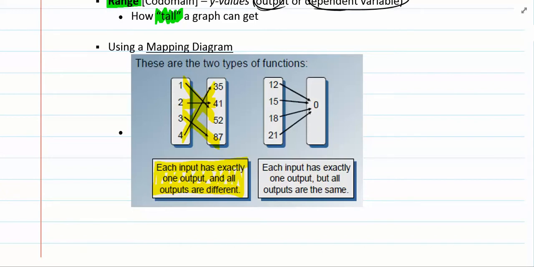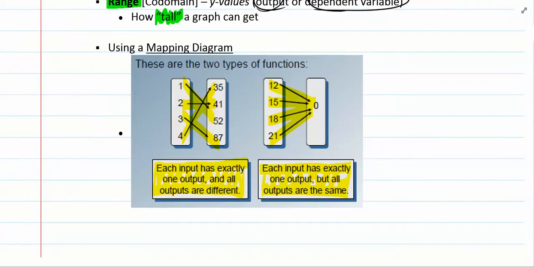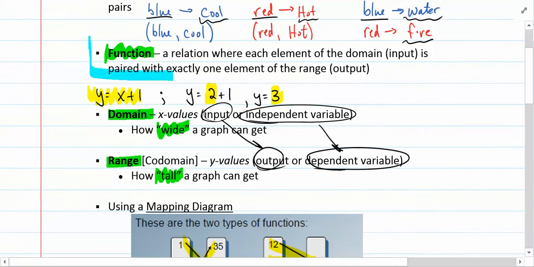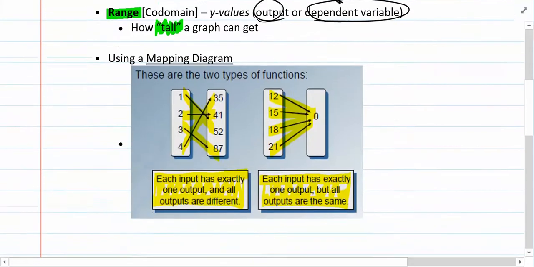Now, all of the outputs don't have to be different, as we can see in this next example. The input on the left, 12, gets mapped to the number 0, 15 maps to 0, 18 maps to 0, and 21 maps to 0. Each input has exactly one output, but in this case, all of the outputs are the same. And that's okay. By our definition from before, in order to be called a function, we must have a relationship between numbers where each element of the domain is paired with exactly one element of the range. And that's what we have here.